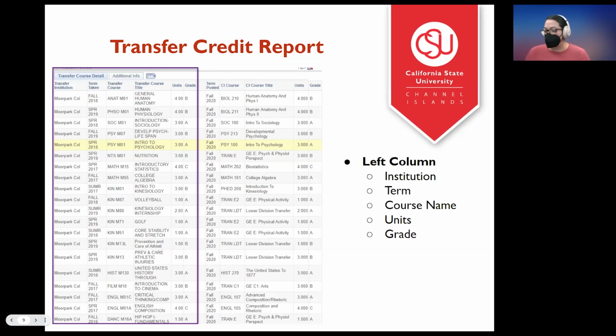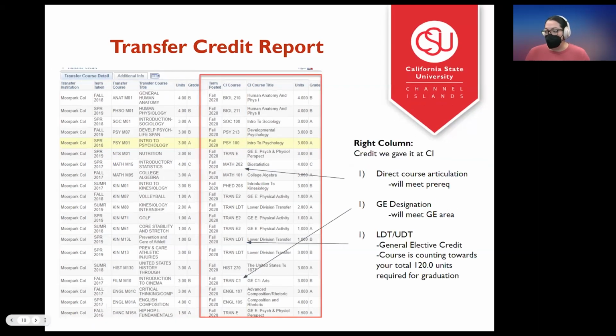If you scroll down, you'll be able to see the course-to-course details. On the left hand, you will see the institution name, the term you took, the course number, course name, units, and grade. Then on the right side, you will see the credit that we gave it at CI. So again, this could be a direct course articulation. For example, Psych M1 from Moorpark articulates directly to Psych 100. So you got a specific course here at CI, or it could be a GE designation.